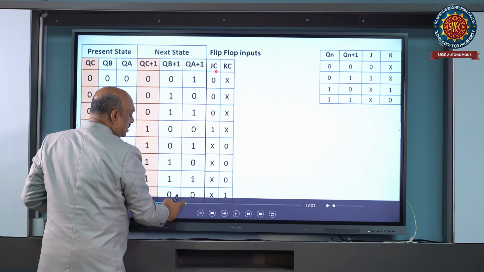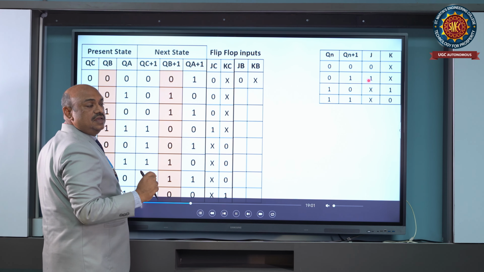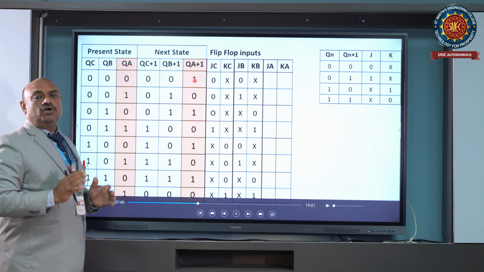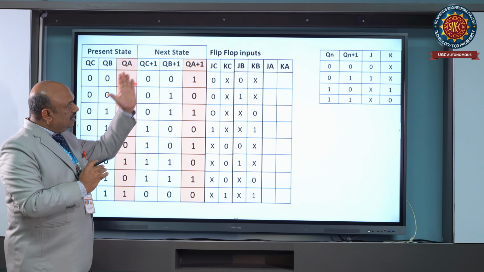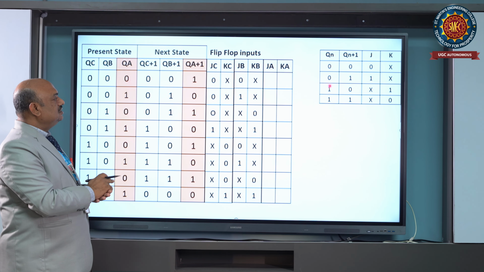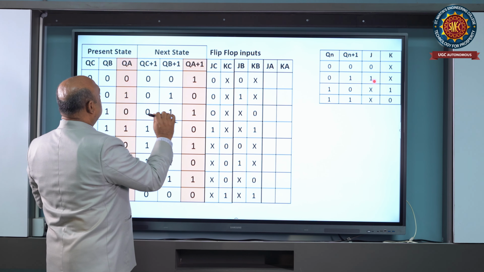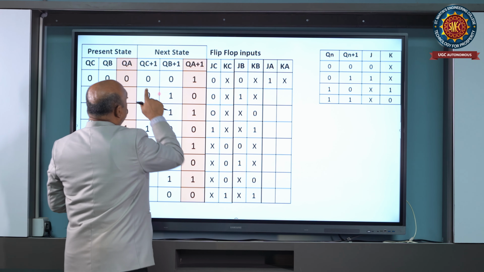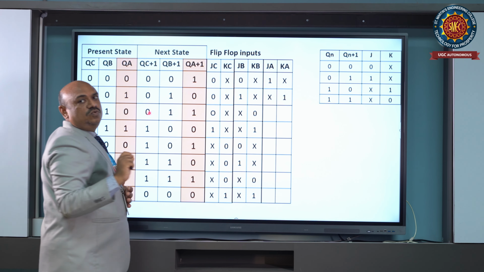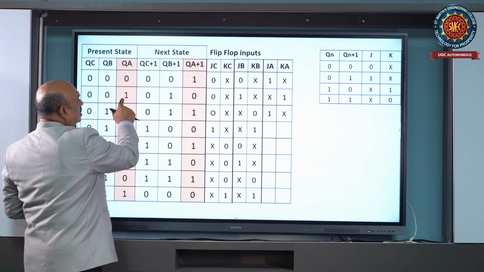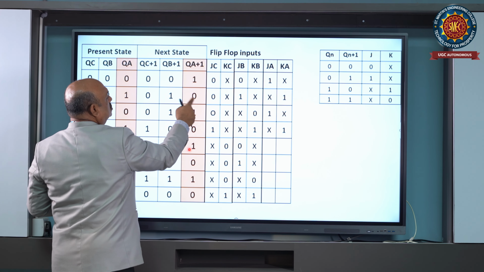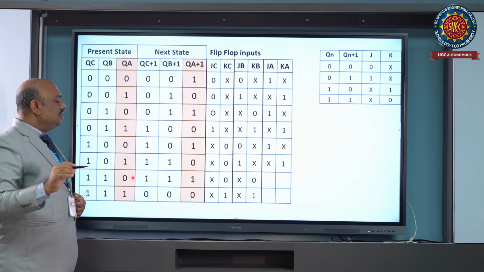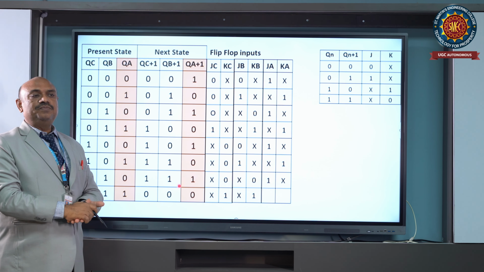Similarly, we'll fill for the next flip-flop, JB, KB, and then for the next flip-flop, JA, KA. So for all the flip-flops, with the same method, we fill this flip-flop input table. The method application is the same. Now 0 to 1: start from 0, K don't care. There is a 0 to 1 change, so it is 1. Very simple to remember. Start from 1, J don't care. 1 to 0, there is a change, it is 1. Change means 1, no change means 0. In this way, we fill all the flip-flop input tables.